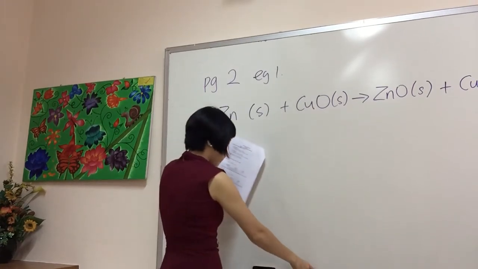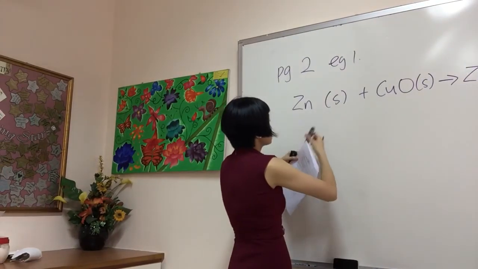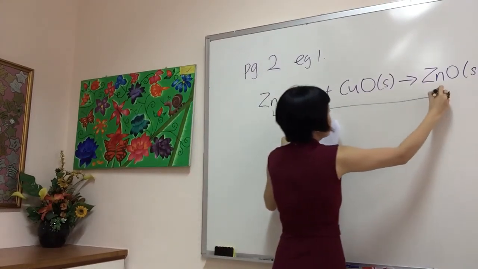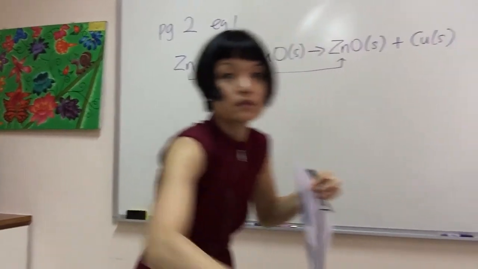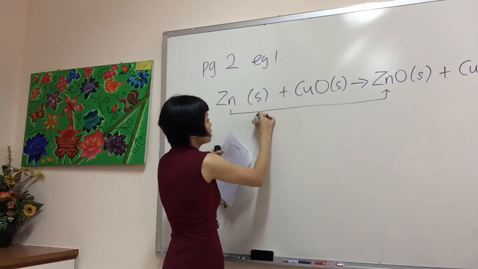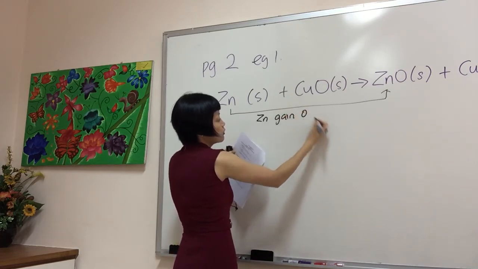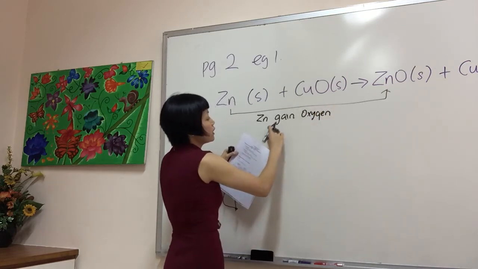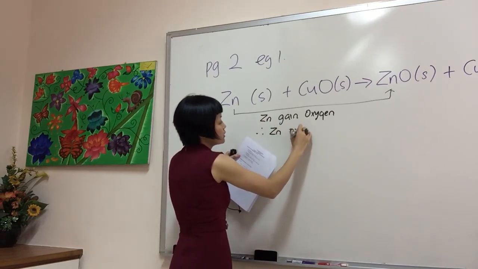How will we match? I want you to take a different colored pen. Zinc, in terms of oxygen, you match it with zinc oxide. Zinc to zinc oxide, what happened? Zinc has gained oxygen. So if you look at it in terms of gaining oxygen, what happened to zinc? Therefore, zinc is oxidized.